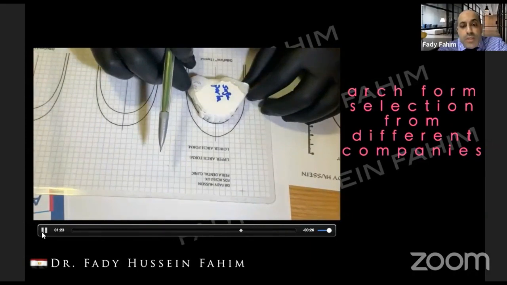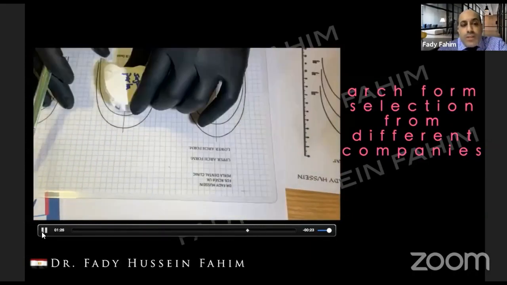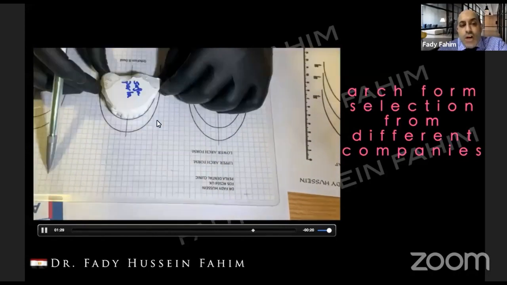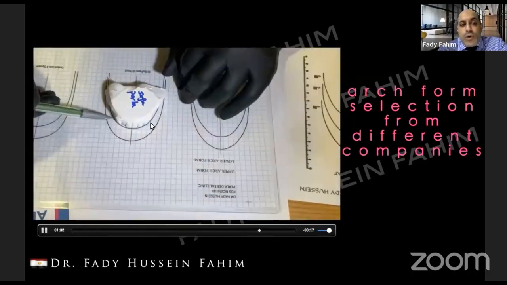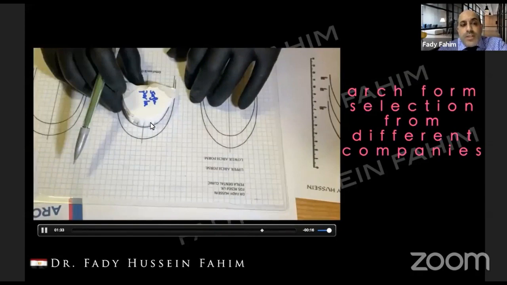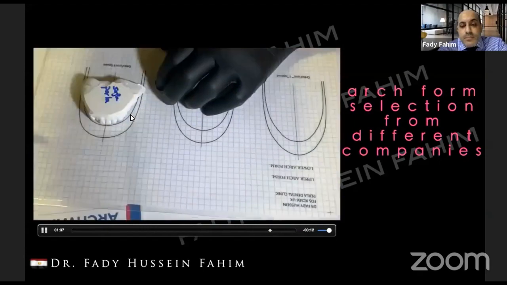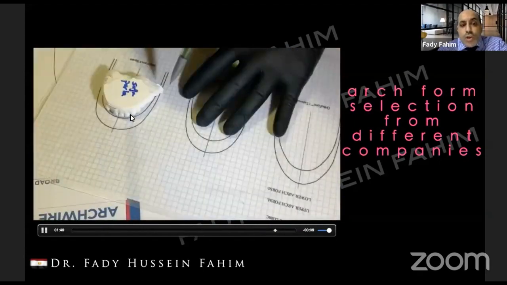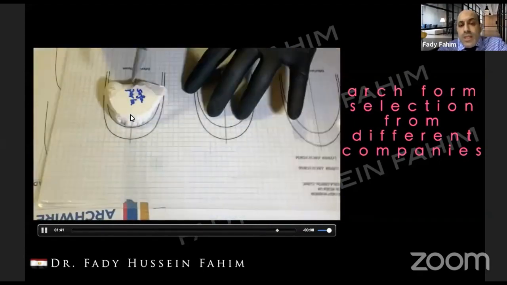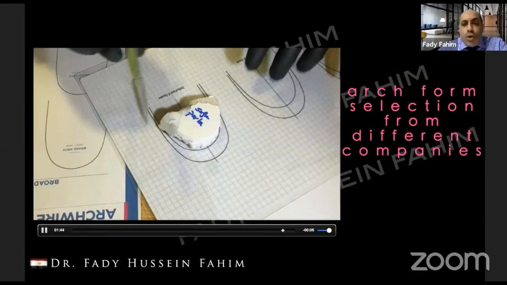So these are the templates for the 3M ones. You can see the ovoid ones are the closest match for the mandibular arch form. And this is the square one. It's clear that it's very wide. So this is what you have to do in the beginning. Otherwise, you go to plan B.